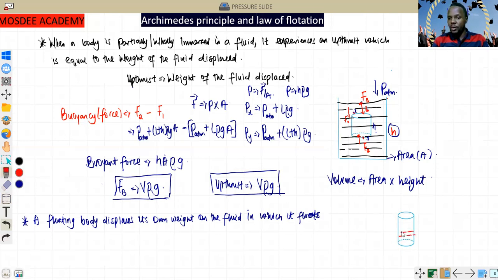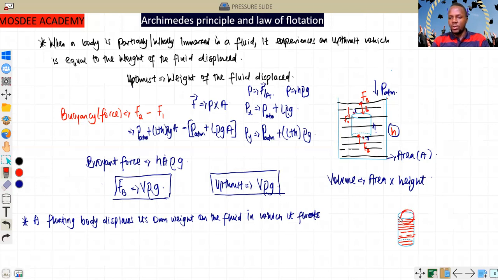Explain the principle of law of flotation. They're saying a floating body displaces its own weight of the fluid in which it floats. So we fill this up to a certain level. Then an object is now dropped, and is submerged partially.